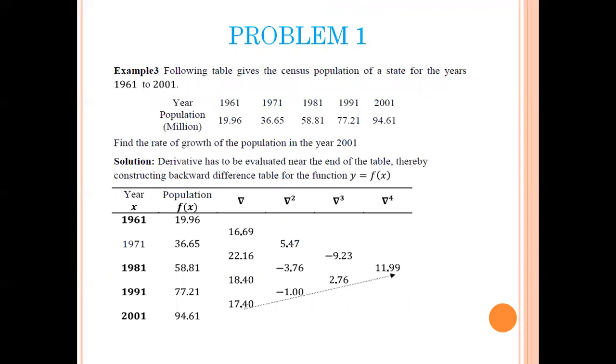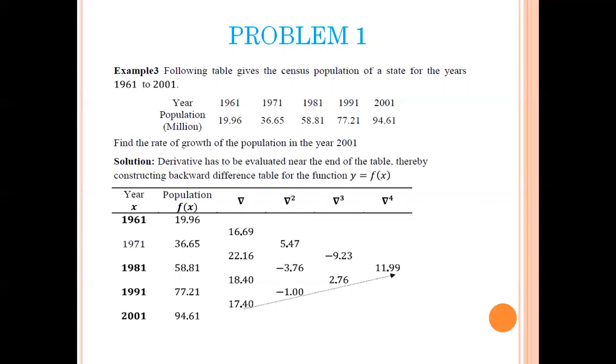Problem 1. Following table gives the census population of a state for the years 1961 to 2001. They have given the year and population in million data. Find the rate of growth of the population in the year 2001. Here they are asking to find the rate of growth of population.